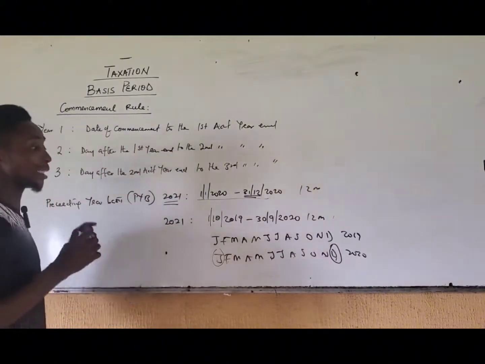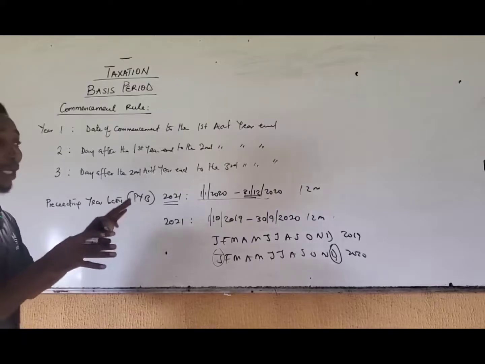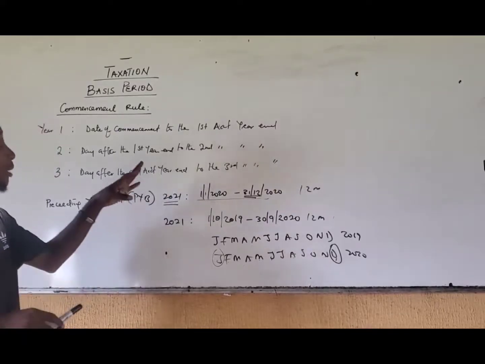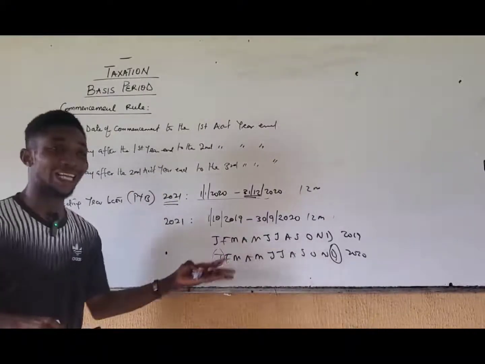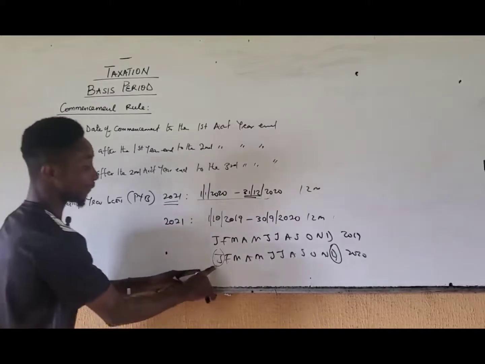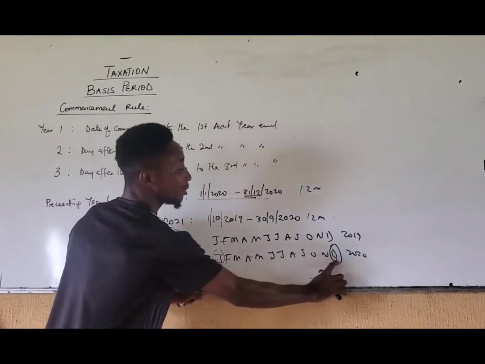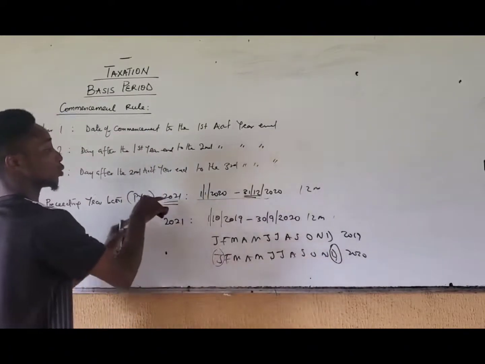So if you are still learning these things from the onset, or you are still at the foundation stage of learning basis period, then you have to work with a calendar to gain mastery. So it is 1st of January to 31st December of that same 2020 to assess 2021.